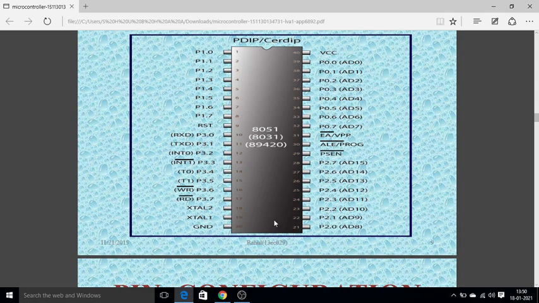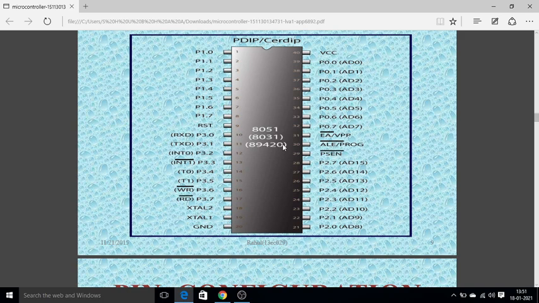And we know that 8051 has 16 bits of address and 8 bits of data, so that we can have AD0 to AD15. Based on the program, these same pins can be used for carrying the information of address, or carrying the information of data.